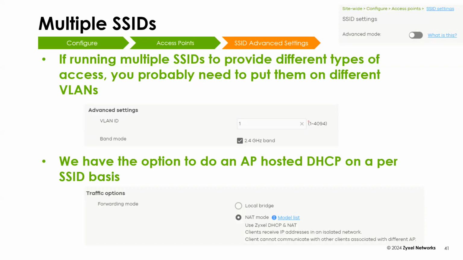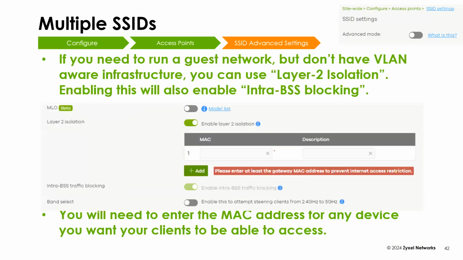Now, if for some reason you cannot do VLANs on your network, we can still have multiple SSIDs and still have segregated access to a certain level. So for instance, one of the things we can do is most of our access points can do DHCP themselves, separate from the DHCP from your gateway, on a per SSID basis. So essentially, you're turning one SSID into a NAT router. So those users are on their own subnet separate from the rest of the network, getting them greater isolation from the rest of the network.